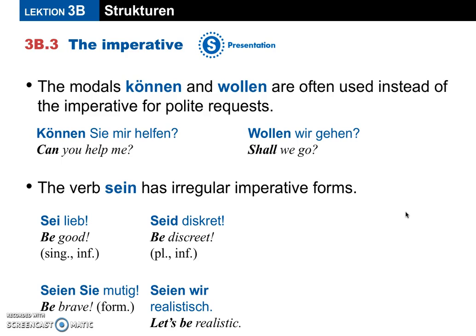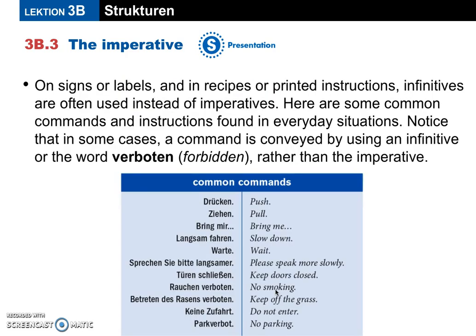The verb sein has irregular imperative forms. Sei lieb, be good. Seid diskret, be discreet. Seien Sie mutig, be brave. And seien wir realistisch, let's be realistic.